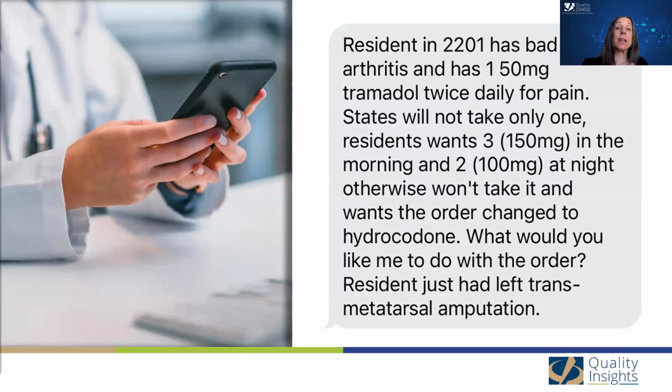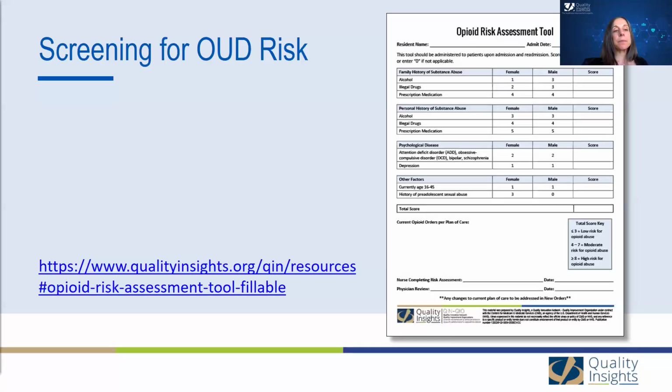But you can imagine if there is a physician who just responds to this text and says, okay, increase the tramadol, we're starting a dose escalation for this resident, which may not be appropriate. And we may then be adding to this resident's risk of developing an opioid use disorder. And we don't want to do that. So that's why we have to be very cautious about our prescribing.